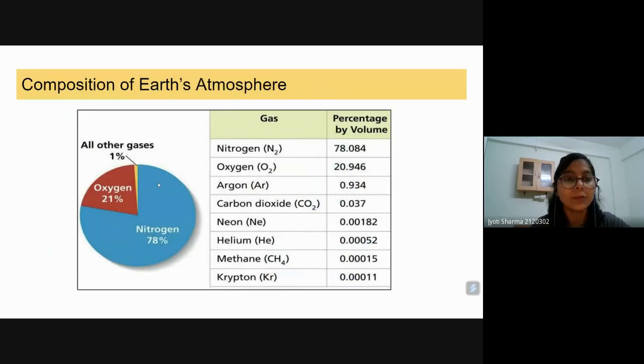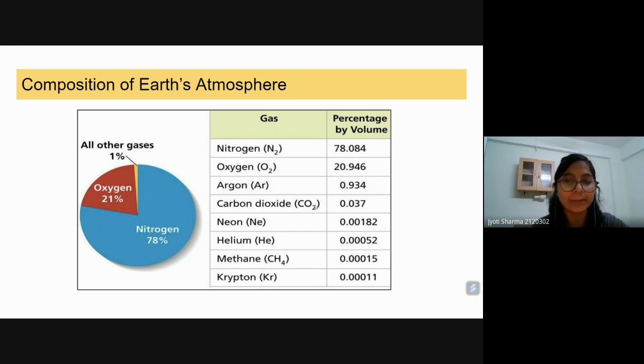Now talk about the composition of the Earth atmosphere. I think you people know about it, but let me repeat it. We have the nitrogen gas. The percentage by volume is 78.084. This is the highest contribution. Then the second is oxygen, that is 20.946.